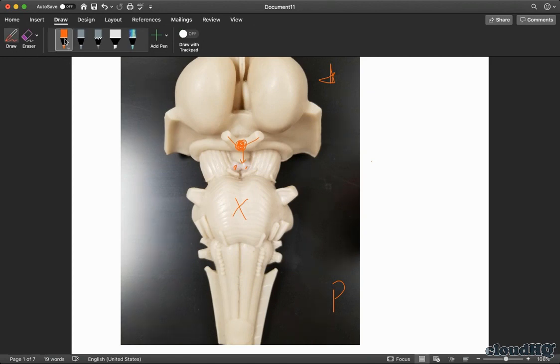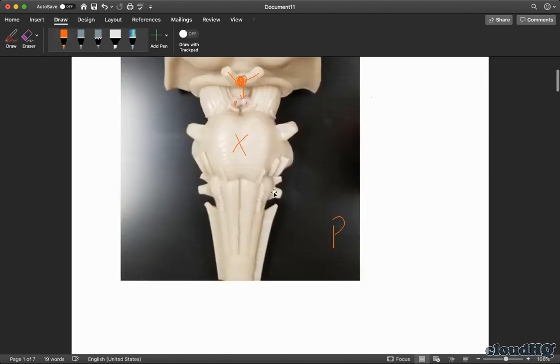Okay, so next up, this of course is going to be midbrain and midbrain here. This is the pons, and then everything down here is the medulla oblongata. Okay, so all of this and below is the medulla oblongata.